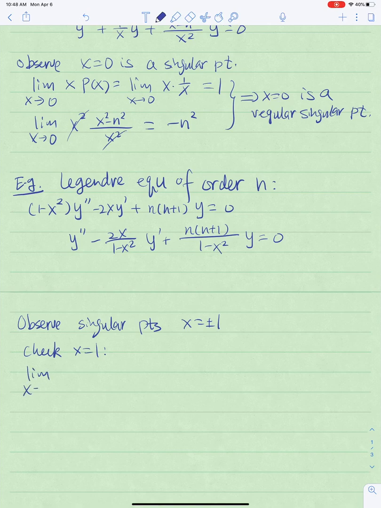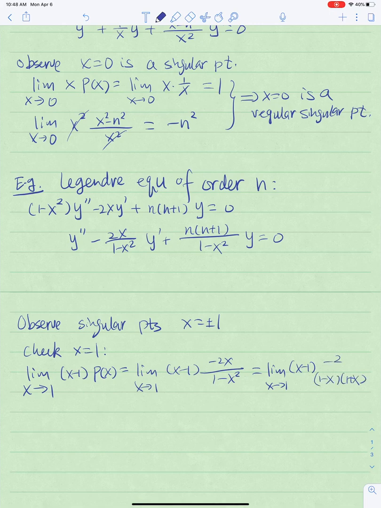So we're going to look at the limit as x approaches 1 of (x minus 1) times p(x). And p(x) here is, and we can factor the denominator. And if we distribute -1 inside here, then this becomes 1 minus x, which cancels with 1 minus x in the denominator. So we have 2x. When x approaches 1, this approaches 2 over 2, so approaches 1.